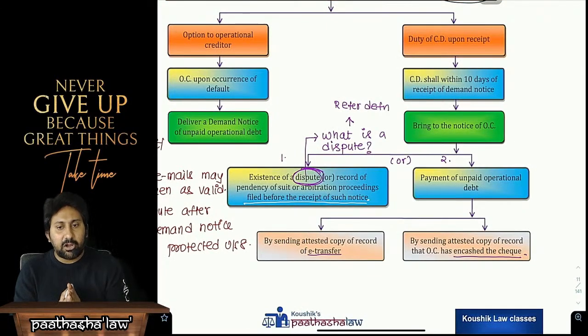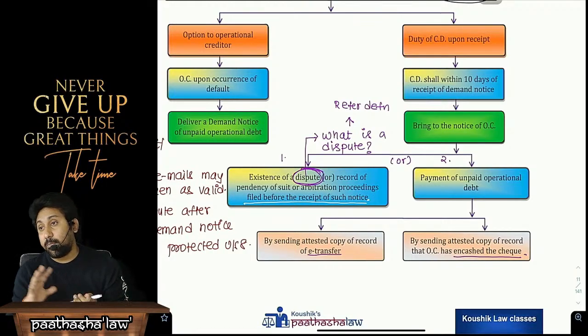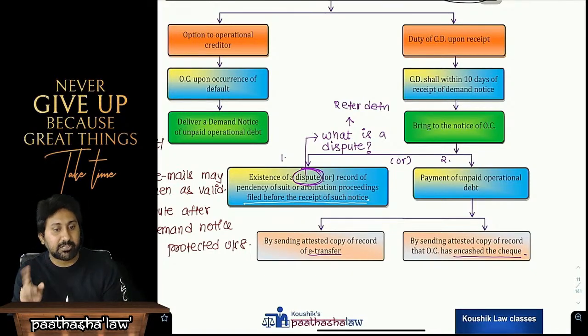First, the operational creditor will not directly go to the NCLT. First, he will try to resolve it with the corporate debtor. Why will he try to resolve it with the corporate debtor? Employees and workers are also operational creditors.